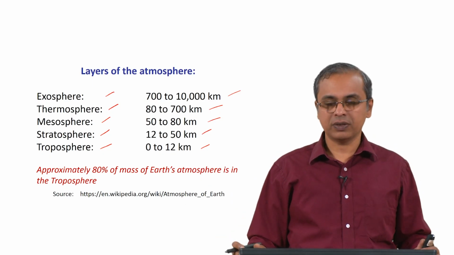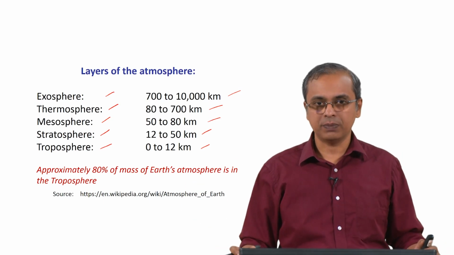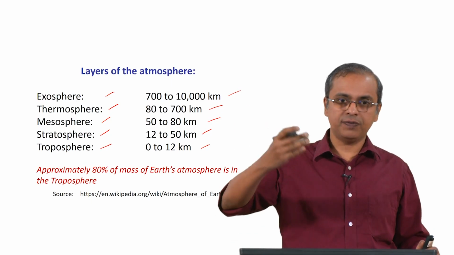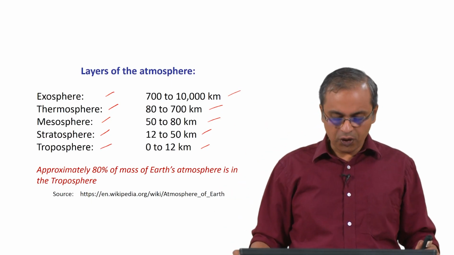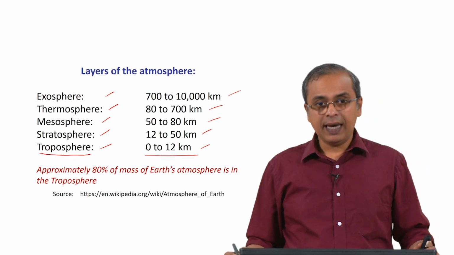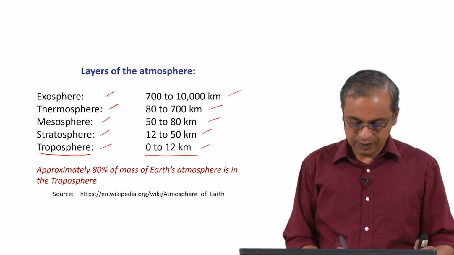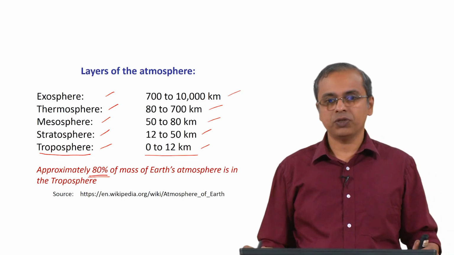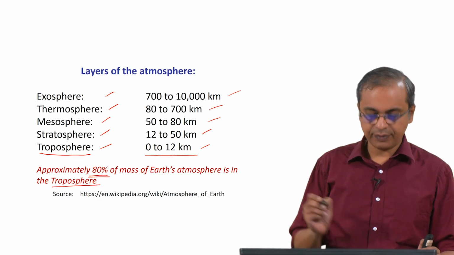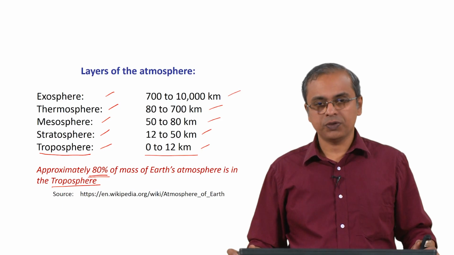So that is 700 to 10,000 kilometers, and beyond that the solar wind takes over, and you are basically looking at open space well outside the realm of the Earth. So these are the various layers of the atmosphere, and this is how they stack up. Of interest to us is the troposphere, which is 0 to 12 kilometers, and it is also worth noting that 80% of the mass of the Earth's atmosphere is in the troposphere.